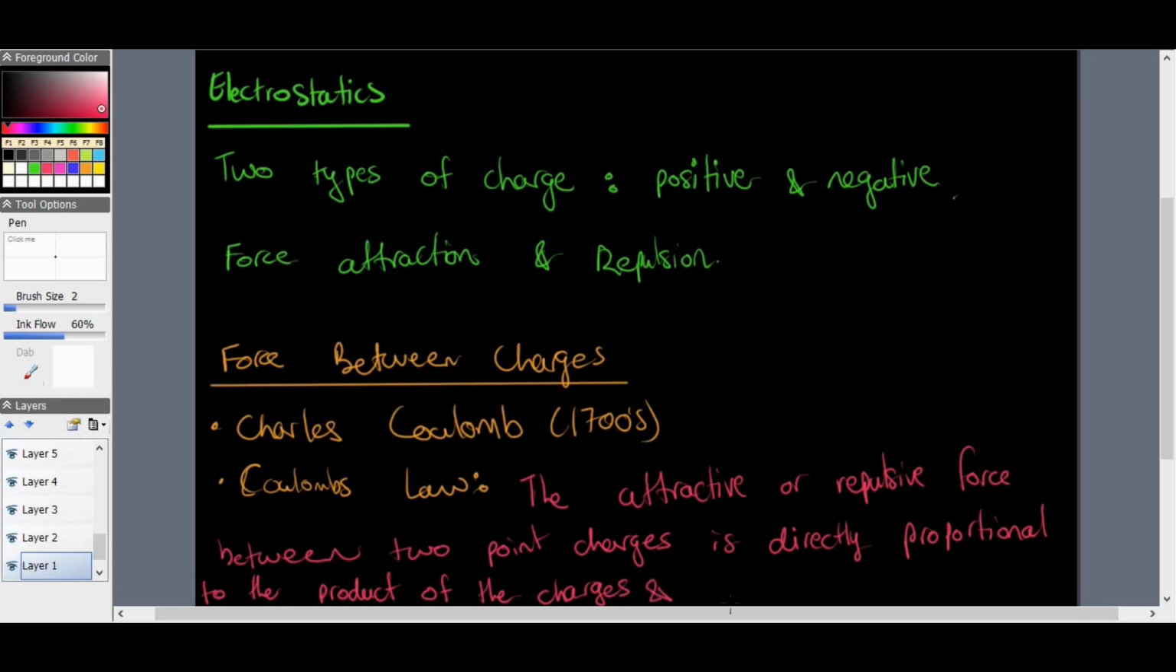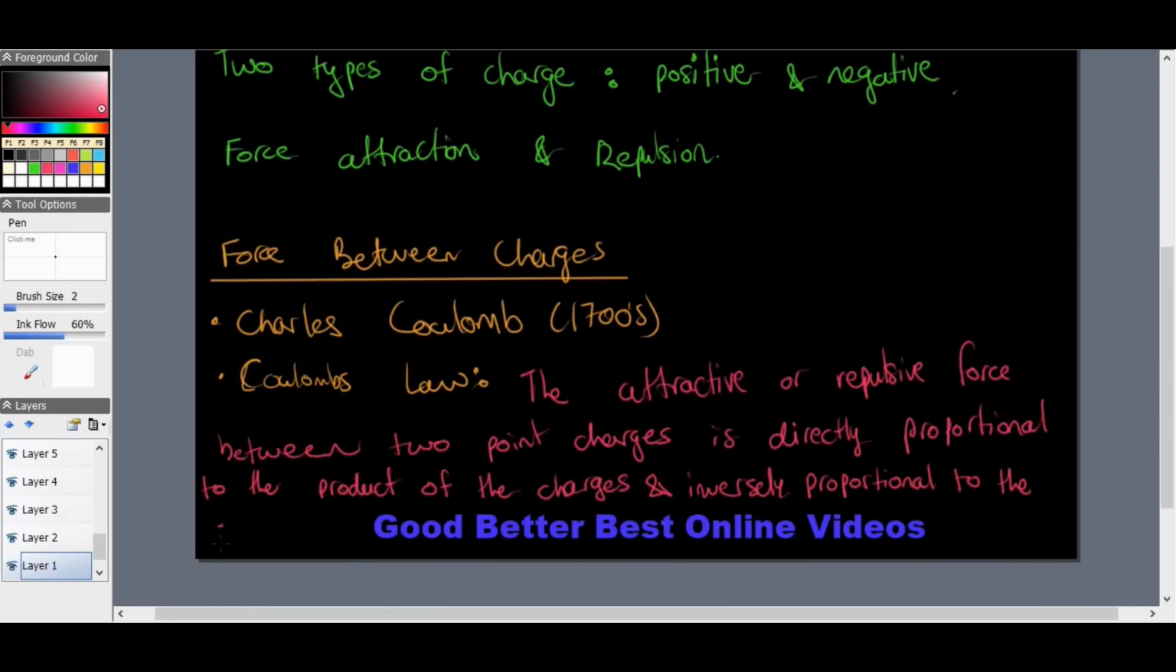and, we're going to use the ampersand here, inversely proportional to the square of the distance between them. Sorry, I have to keep that label there, unfortunately.